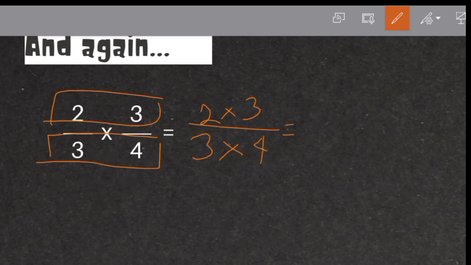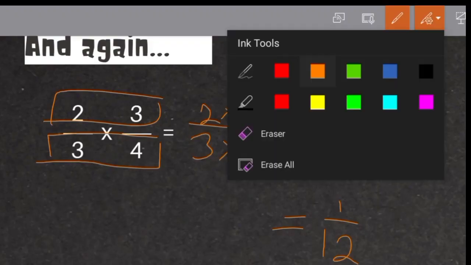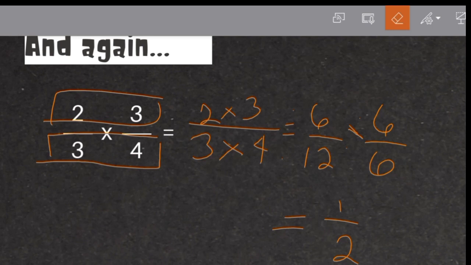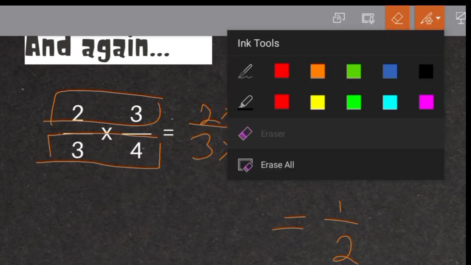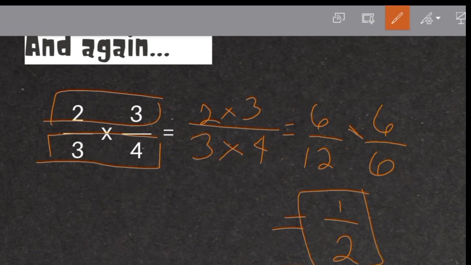So 2 times 3 is 6. 3 times 4 is 12. Is that our final answer? No, right? Since it can be simplified. These two have a GCF of 6. And just divide. 6 divided by 6 is 1. 12 divided by 6, it's 2. Sorry, it's 2.